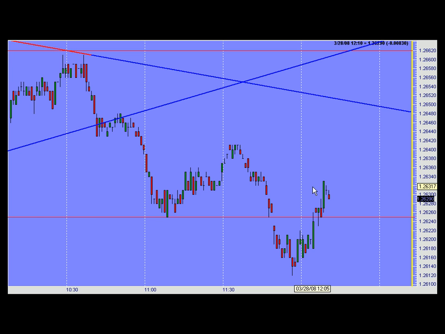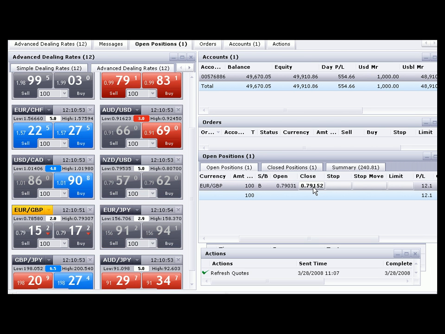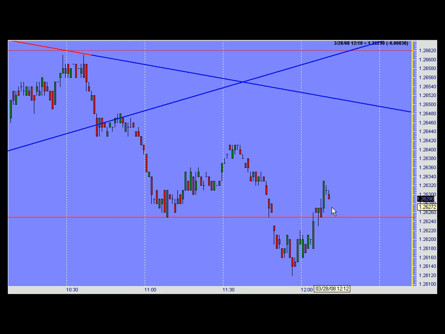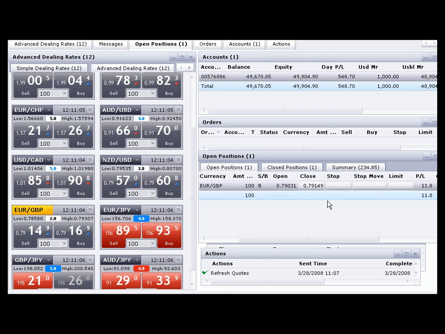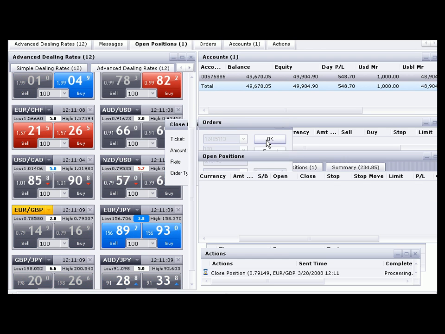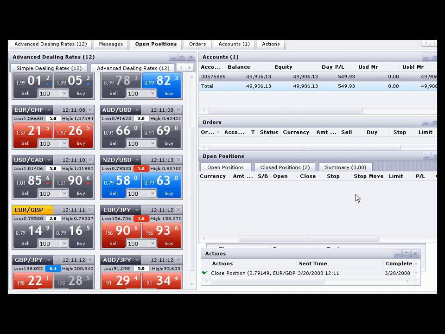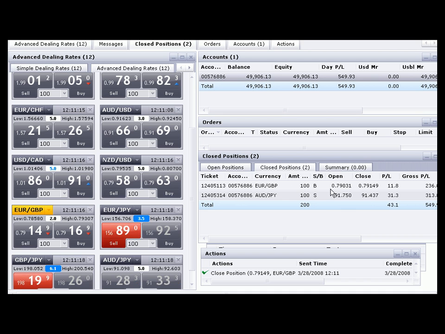A little bit more. 12.1. A bit lower. May have a problem getting it lower. Now, I don't like how this is showing up, so I'm going to go ahead and take the exit and close it out. Should have been there a little earlier, but there we go. And the close position on the Euro British Pound, 11.8. So that's not bad at all.